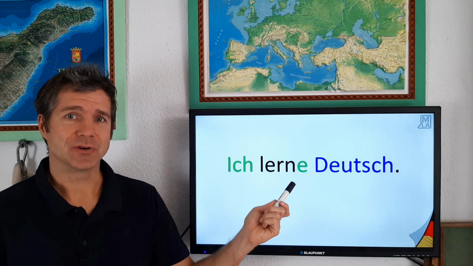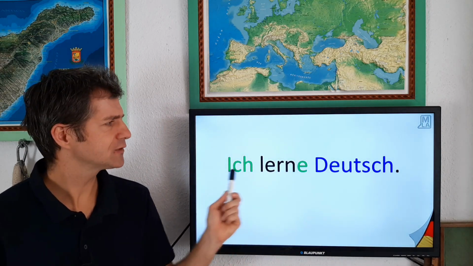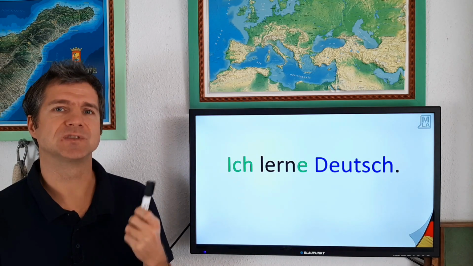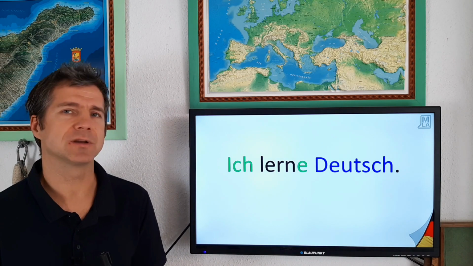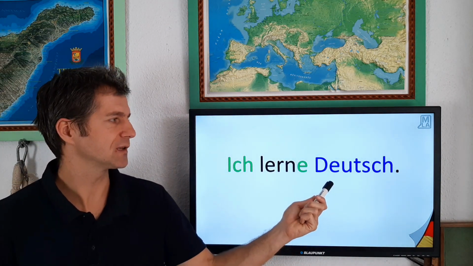Ich lerne Deutsch. This is a sentence in present tense in German. I use colors because in my online courses I also use colors to show grammar, and if you want to check out more about my courses, please look in the description. Green means nominative and blue means accusative.